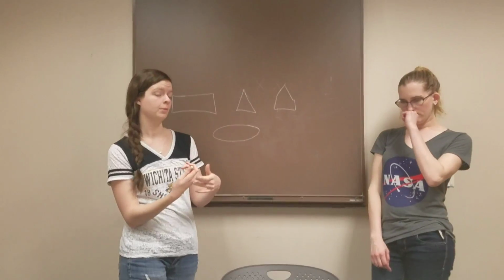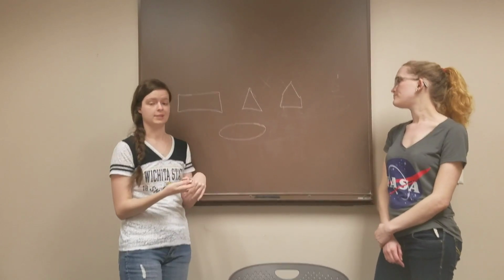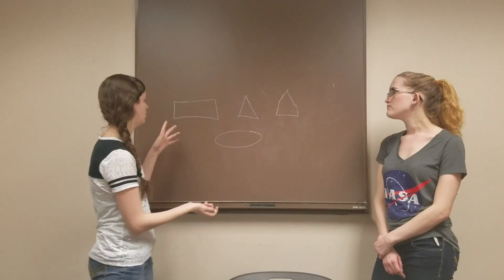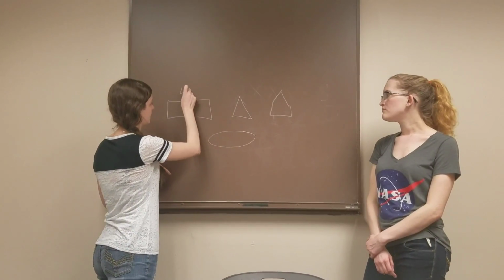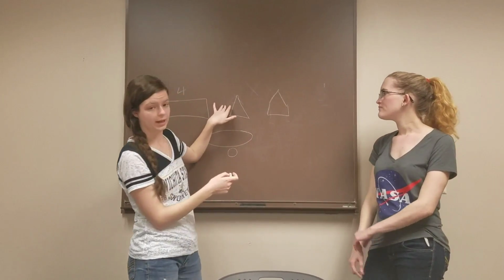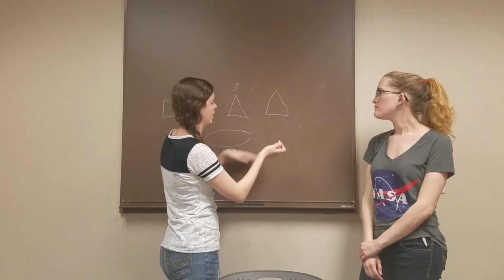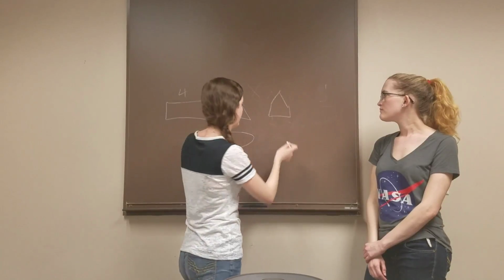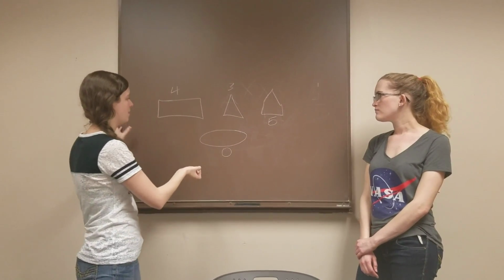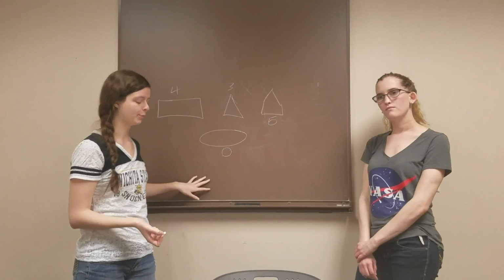So say for instance that Betsy decides to group them based on the number of sides that they have. So a rectangle right here is going to have 4 sides. Our oval is going to have 0 sides, triangle is going to have 3 sides, and our pentagon here is going to have 5 sides. So Betsy is going to group them together based on how many sides they have.